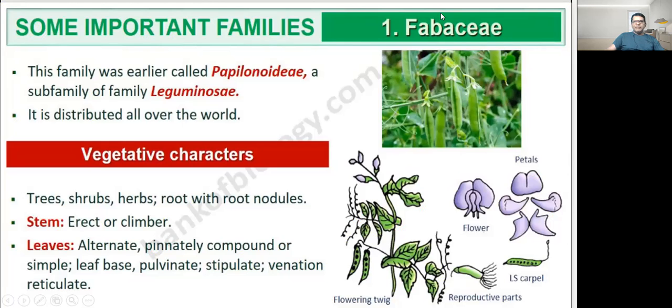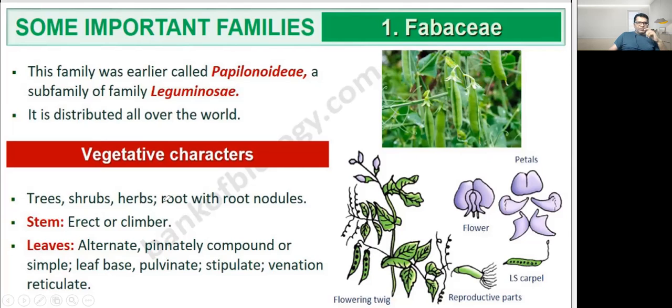This first family is family Fabaceae. This family was earlier called Papilionoideae, a subfamily of Leguminosae. These are some of the other names of this family Fabaceae. It is distributed all over the world, so it is cosmopolitan in distribution. First of all, we will discuss habit. Habit includes tree, shrub, and herb, with root nodules. These plant members have root nodules containing nitrogen fixing bacteria, that is Rhizobium.